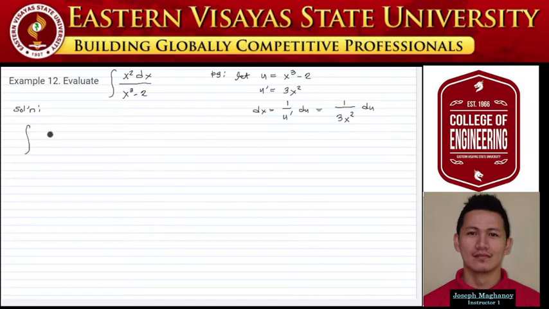So if we have x squared dx over x cubed minus 2, and we apply our correction factor, our dx is equal to 1 over 3x squared du, all over. So we need to replace our x cubed minus 2 with our u, since we let u equal to x cubed minus 2. So u.